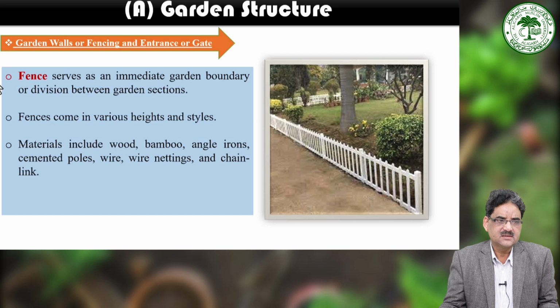Moving ahead, another point is the fence, which is the instant physical boundary of a garden or a divider of one part of the garden from the other. Fences are available in a wide range of heights and styles. They can be made of wood, bamboo, angle irons, cemented poles, wire netting, and chain link fences.